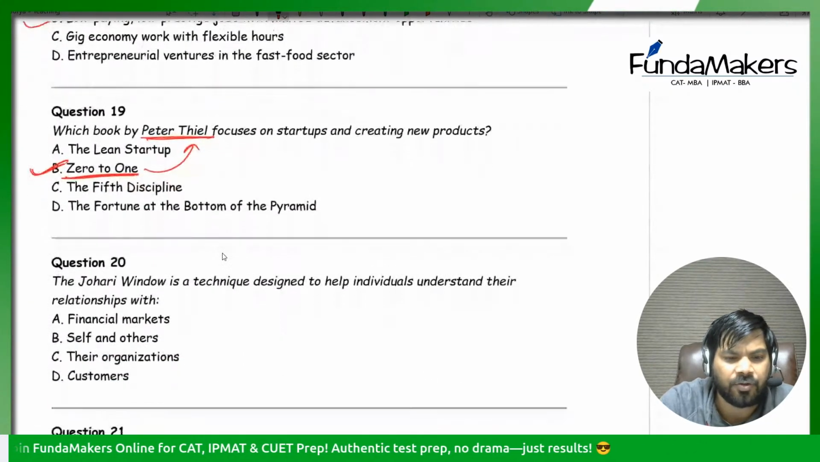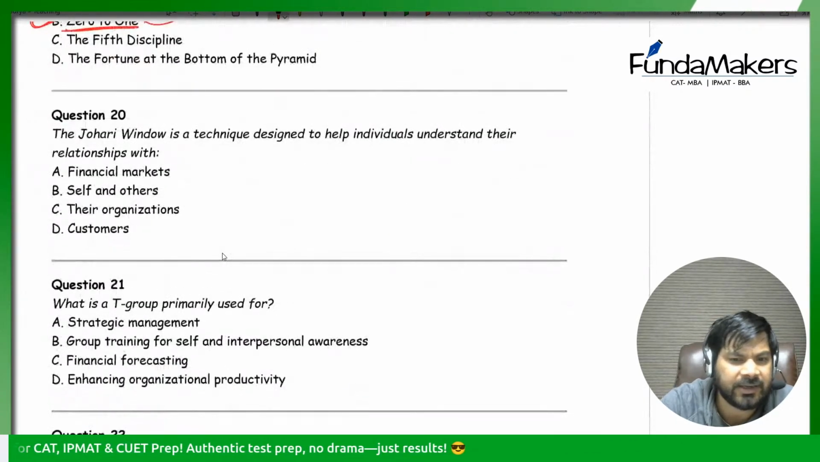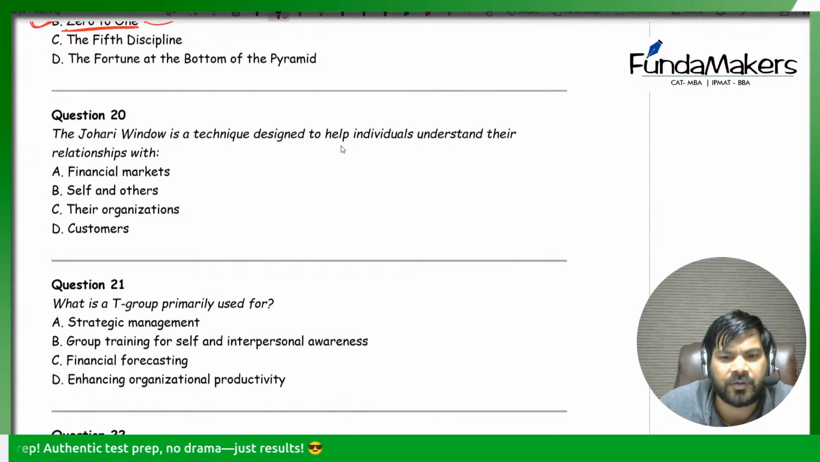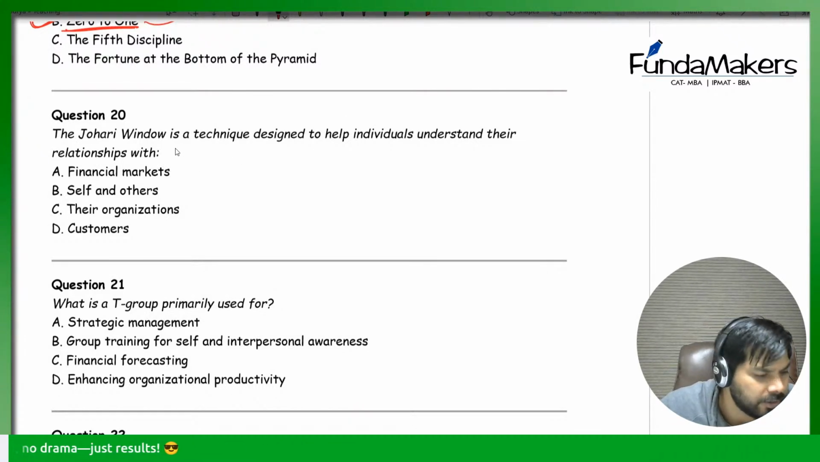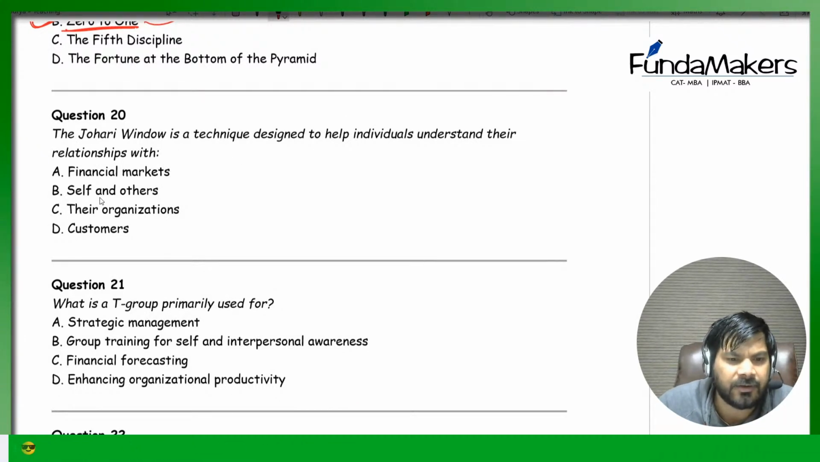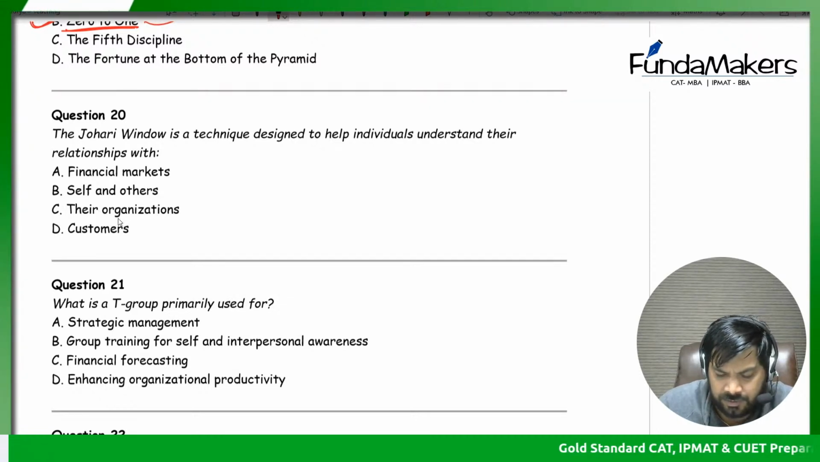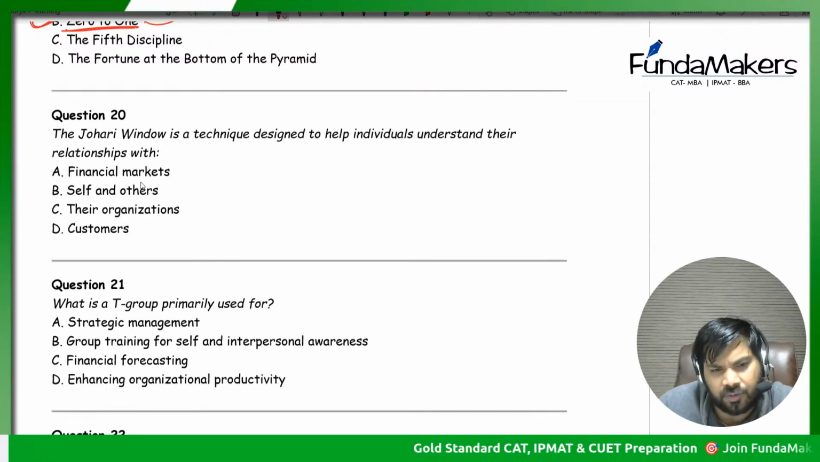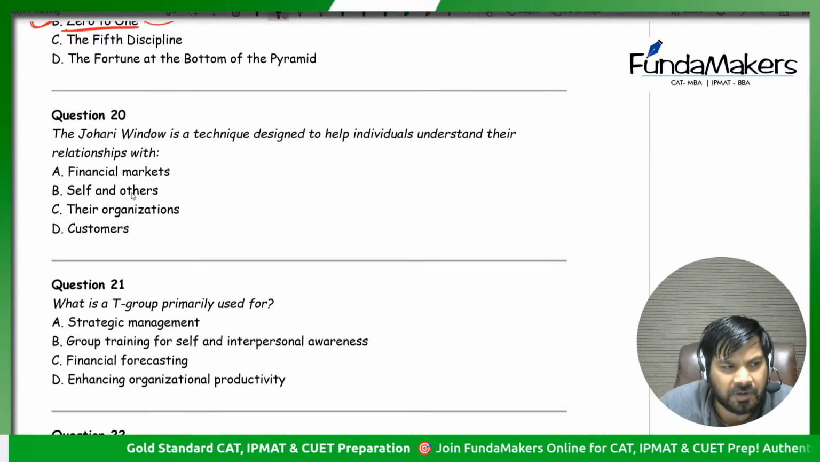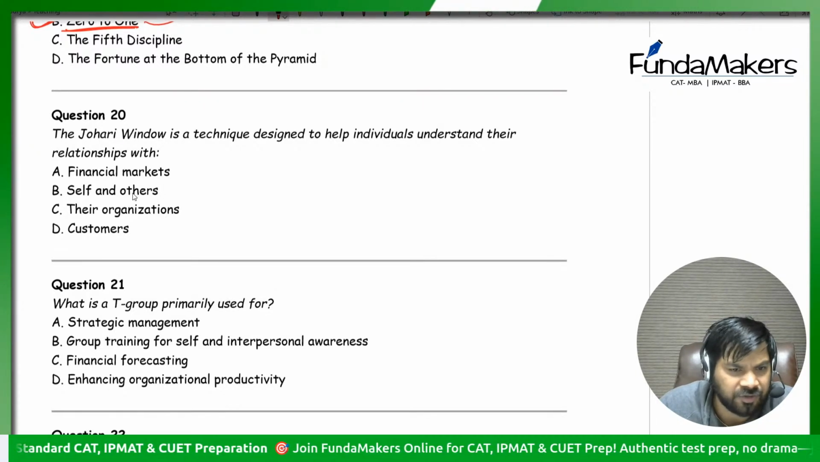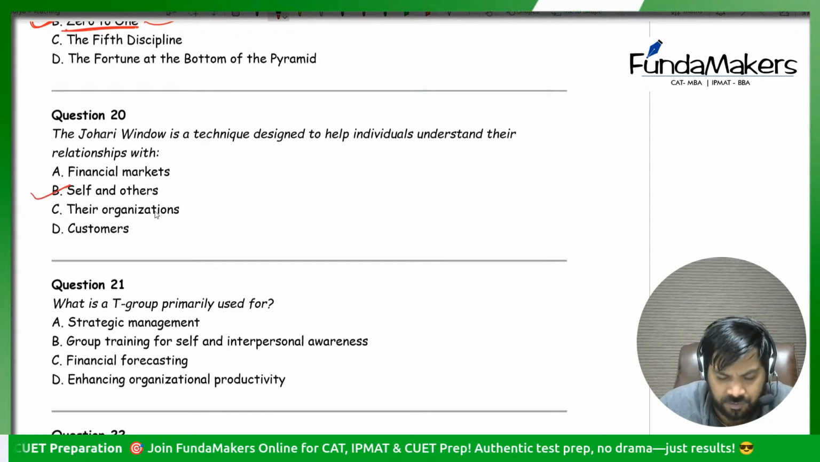Okay. Next, the Johari window is a technique designed to help individuals understand their relationships with what? Financial markets, self and others, organizations, or customers. So basically, the Johari window is a technique to understand your relationship with self and others. Correct answer should be B.